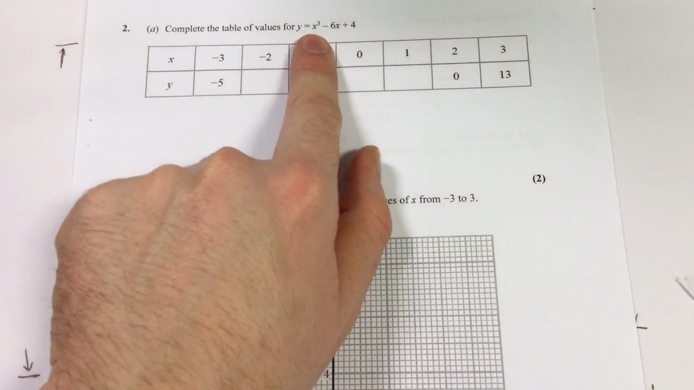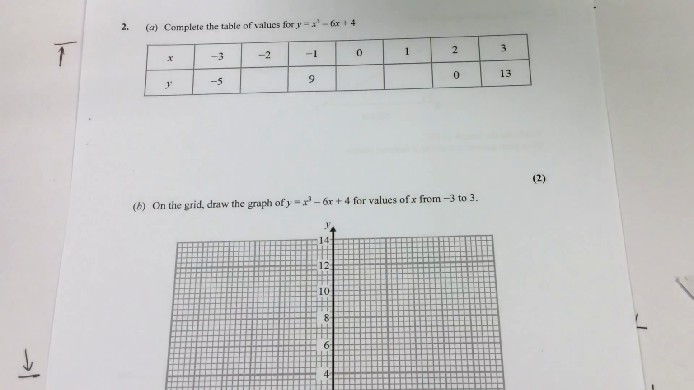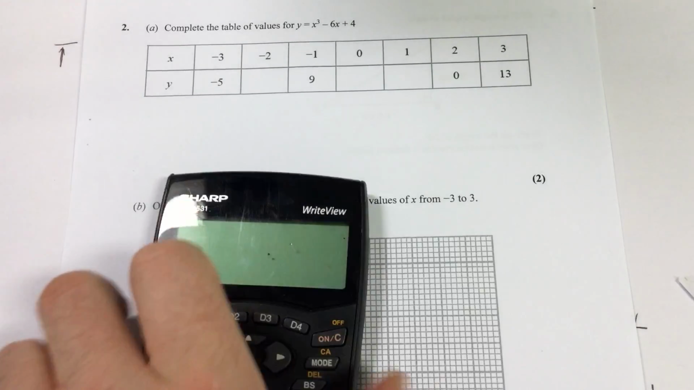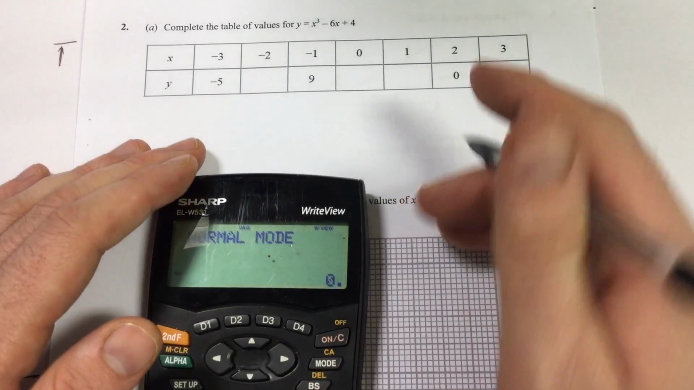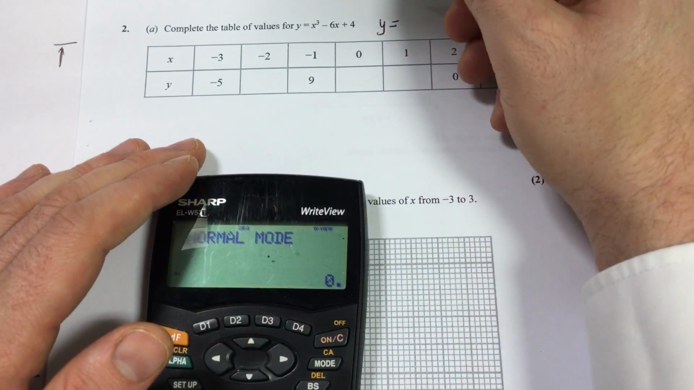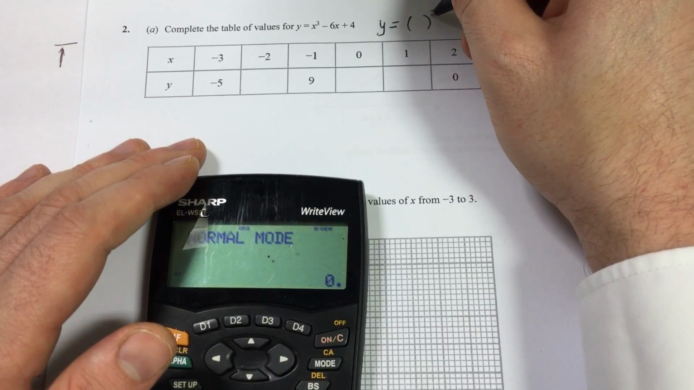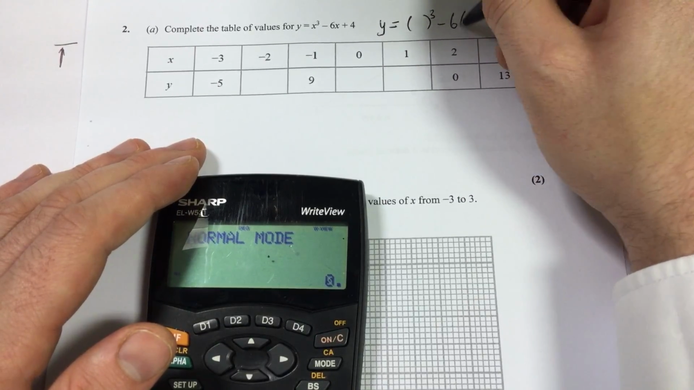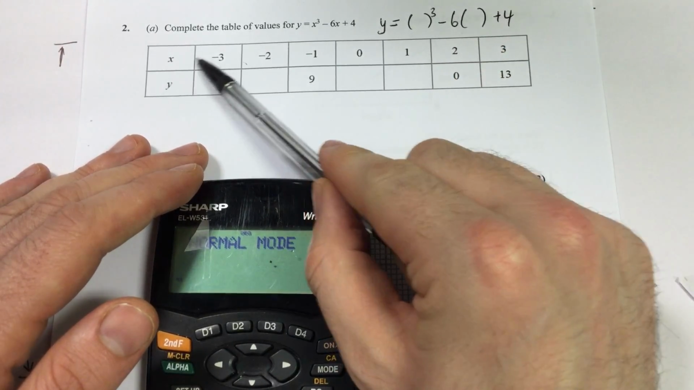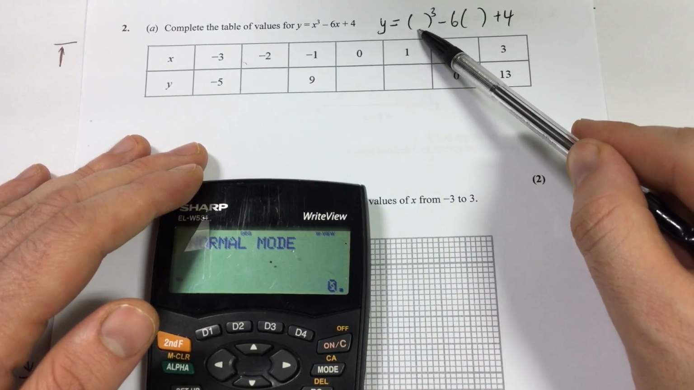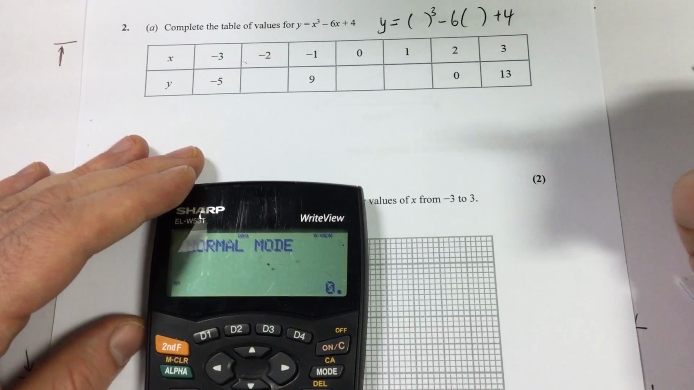Okay, question 2. Question 2 is about plotting graphs, so it's about finding the values first. So we've got x cubed minus 6x plus 4. There's the table of values to fill out. Because it's a calculator paper, I'm going to use my calculator really well, so that I don't have to think too hard about this. Where there's an x, I'm going to put an empty set of brackets, and that can go in my calculator just like that. What we have to do is put the values of x in the place of these empty brackets, and it'll work out the missing value.